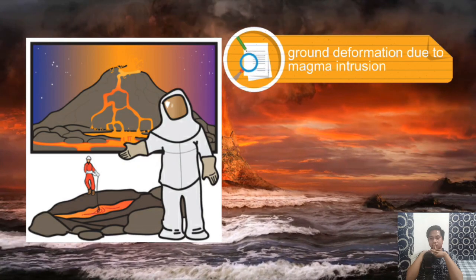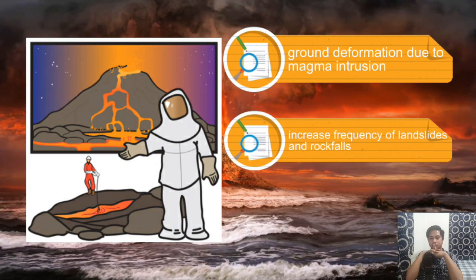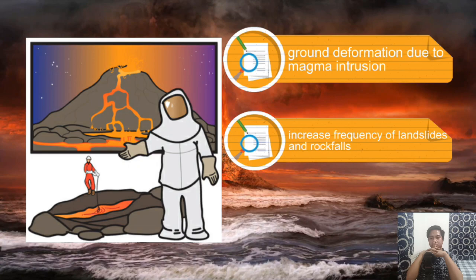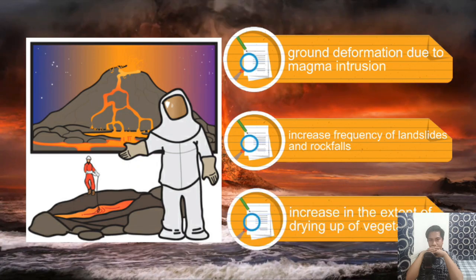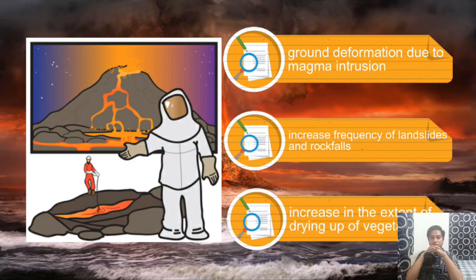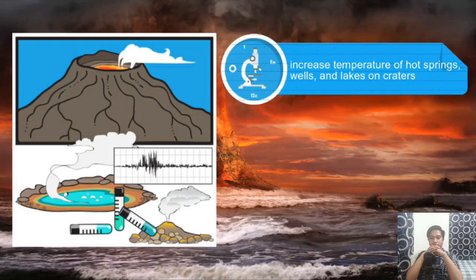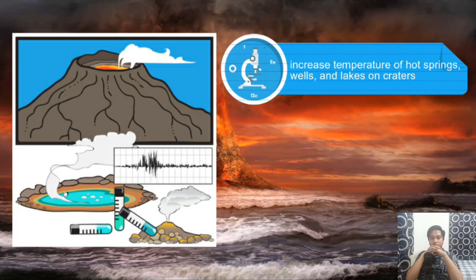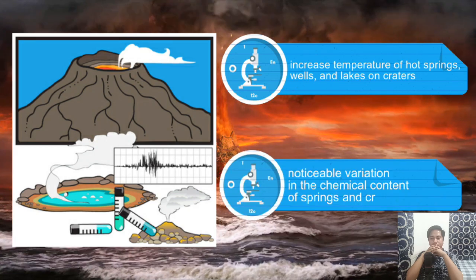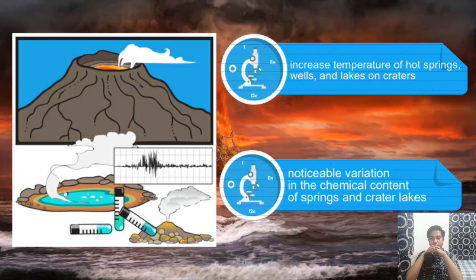There is also an increased frequency of landslides and rock falls from cliffs. Moreover, increase in the extent of drying up of vegetation around the volcano's upper slopes becomes noticeable. Continuous increase in the temperature of hot springs, wells, and lakes on craters near the volcano. There is also noticeable variation in the chemical content of springs and crater lakes around the volcano.